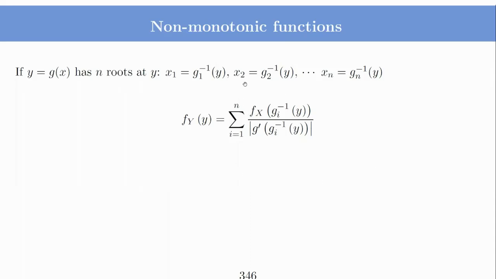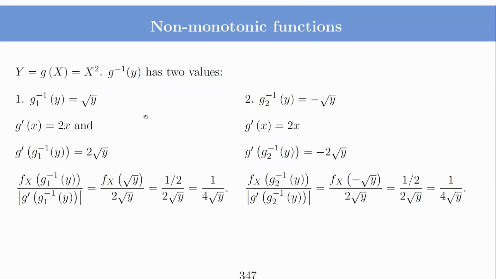Okay, and then you can remember why this sum is coming, because all of these intervals around these roots are mapping to y. All of these roots map to y. So if I take small intervals around all these points, they will all map to an area around y. So they will all contribute to the overall probability around y. So the density of y will depend on the summation of all those.